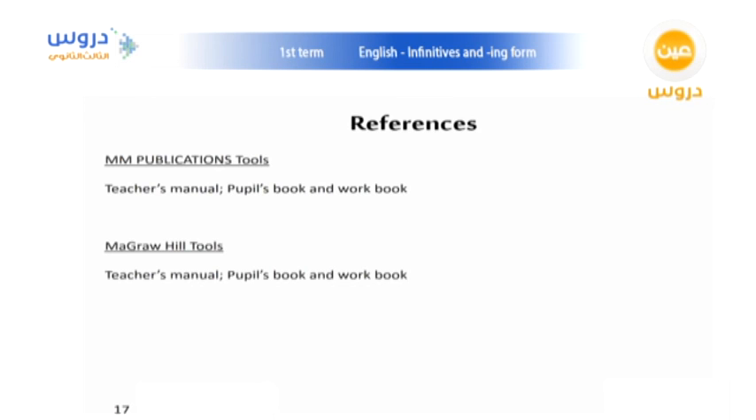So this is our class about when sometimes we need to decide whether to use a verb in its to-infinitive form, for example, to go and to cook, or an ing form, going and cooking.